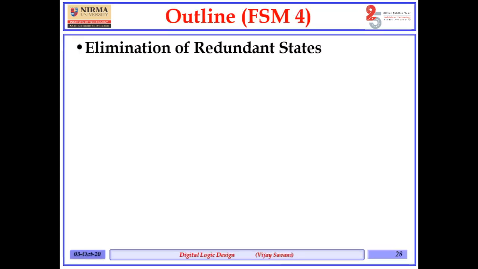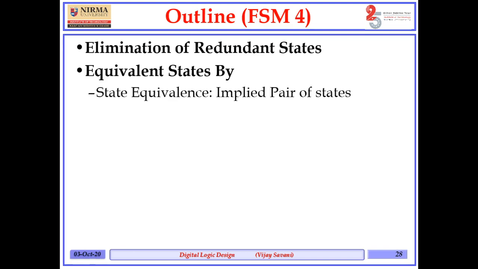So to start this lecture, we will see the theory of elimination of redundant states available in the state table. Then we will discuss the theory of equivalent states by looking into the theory of state equivalence, which is also known as implied pairs of the states.